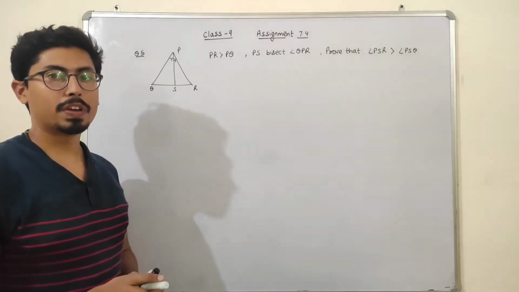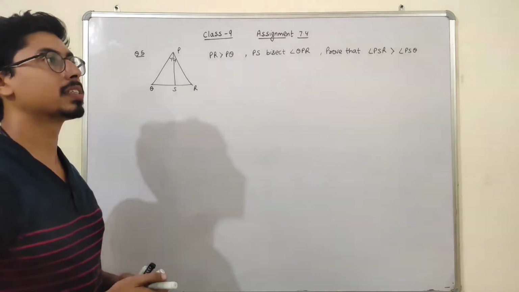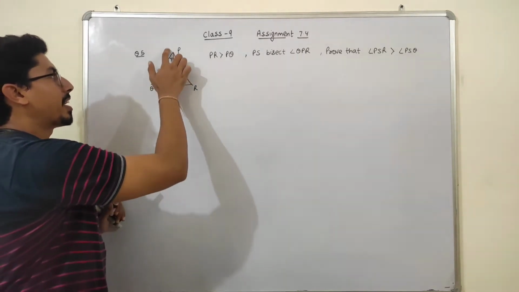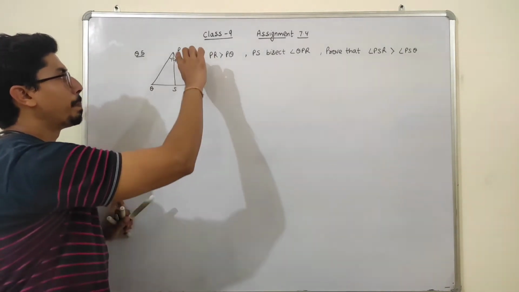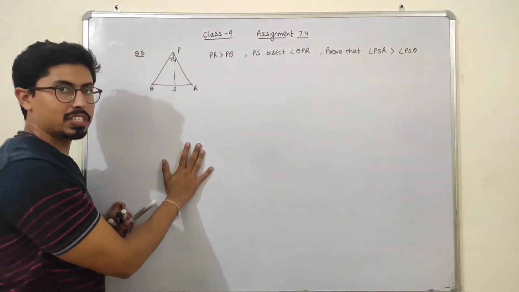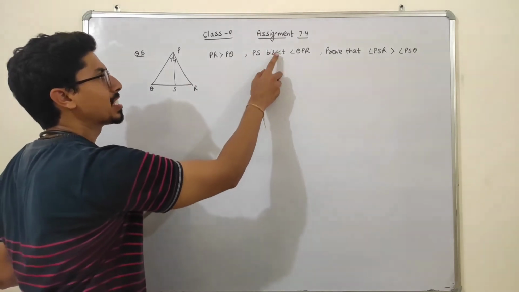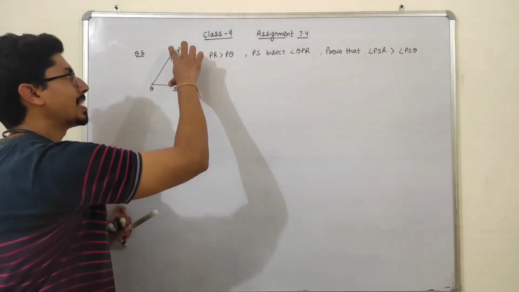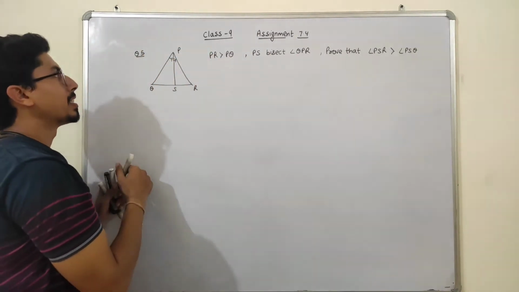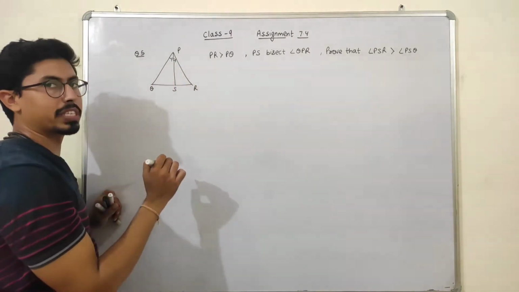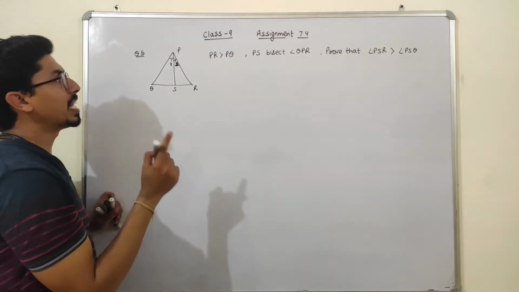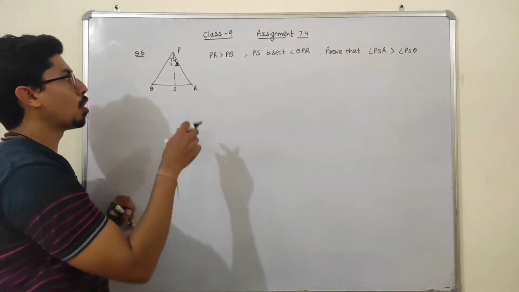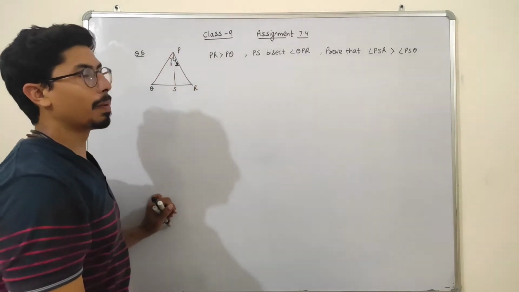Now moving forward to question number 5, students. It is given that in triangle PQR, PR is greater than PQ. It is also given that PS bisects angle QPR. PS is the angle bisector, that means this angle is equal to this angle. If I name them angle 1 and angle 2, angle 1 is equal to angle 2 because PS is the angle bisector.